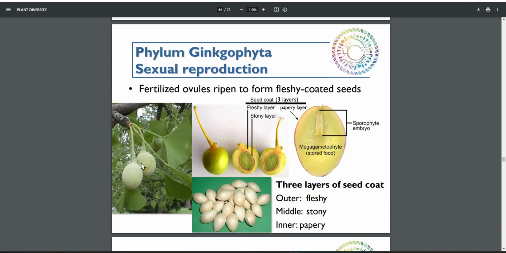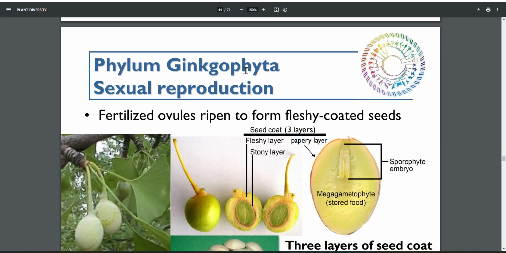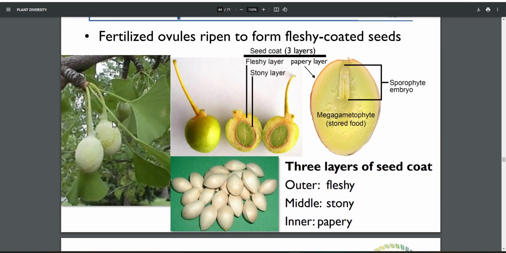Now, this is the fertilized ovule turned into a mature seed. This may look like a fruit. It does have a fleshy layer, which does feel like a fruit, but it is not a fruit. It is a seed, and it is covered in three layers of seed coat. The fleshy layer is the outermost layer, and the second layer is the hard stony layer that plays a big part in protecting the seed, as well as the third layer, which is the papery layer.